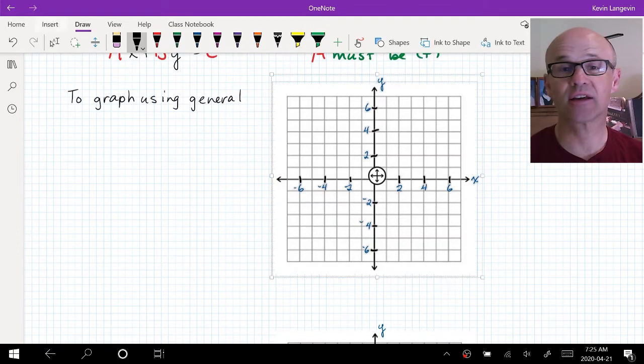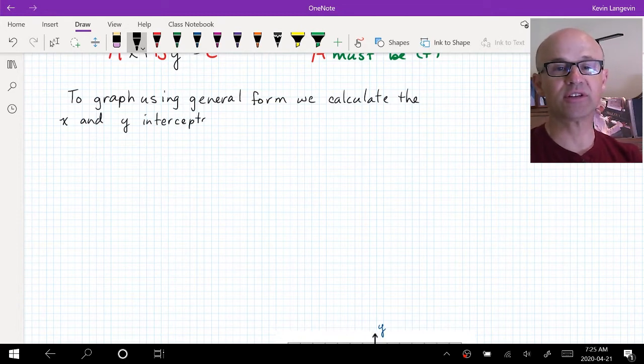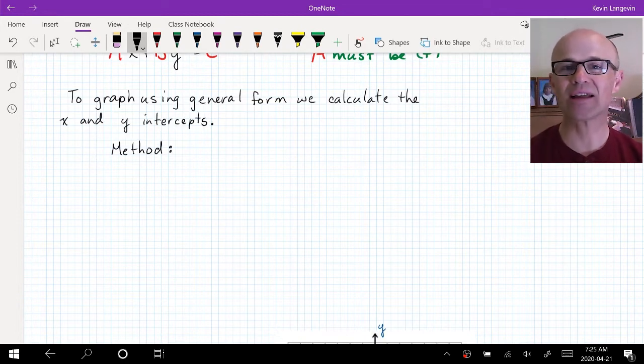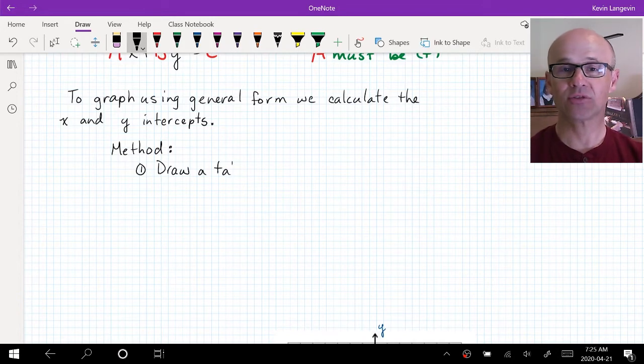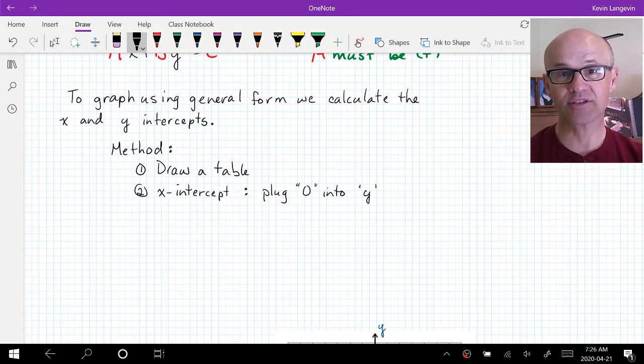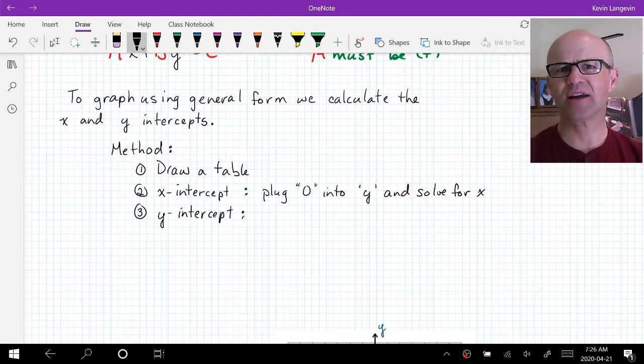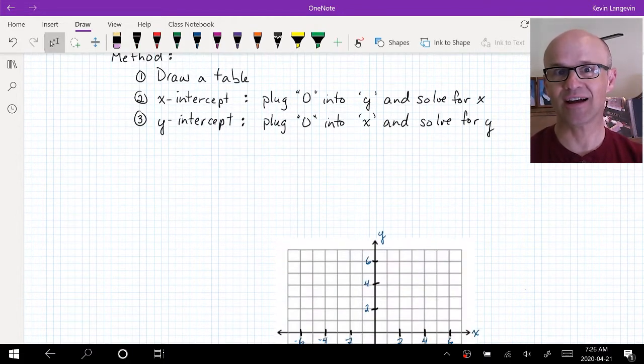So let's just look at how to graph using this form. To graph using general form, what we need to do is calculate the x and y intercepts. And of course we all know that for the x-intercept, y is equal to 0, and for the y-intercept, x is equal to 0. So we're going to use that idea to plot 2 points, one on each axis, and then draw our line through the 2 points.